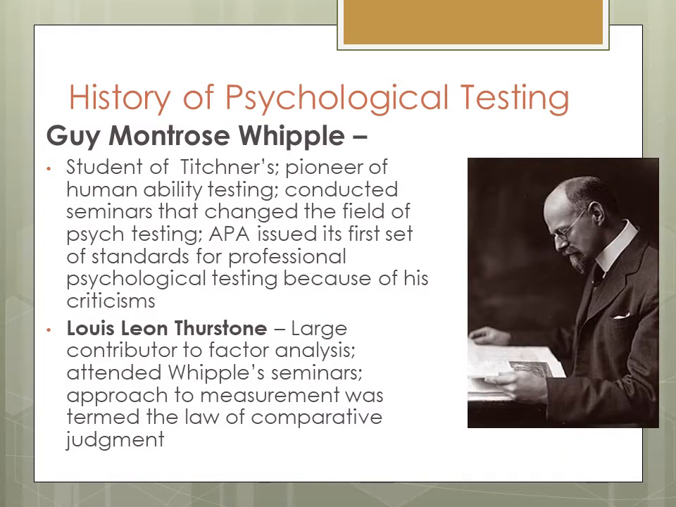Now let's go to Guy Montrose Whipple. He's a student of Titchener's, a pioneer of human ability testing, who conducted seminars that changed the field of psych testing. The APA, or American Psychological Association, issued its first set of standards for professional psychological testing because of his criticisms. He is actually one of the known critics in psychological testing, and most of his work focuses on standardization in psychological assessment, specifically the administration and the different individual differences.